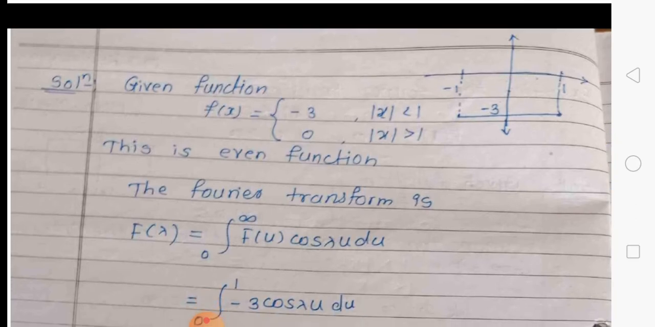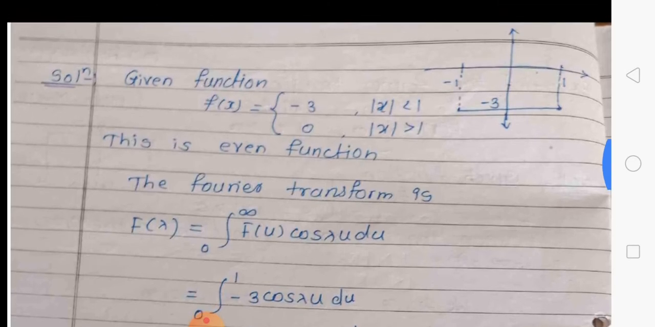Again here the given function is f of x equal to minus 3 if mod x is less than 1, that is, the value of x lies between minus 1 to 1. Then the value of the function is minus 3. Here minus 3 is in the opposite side, that is, in the downward direction. If x lies between minus 1 to 1, the value of the function is minus 3, and otherwise the value of the function is 0. Draw your graph.